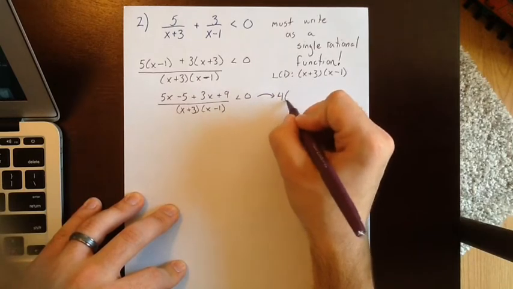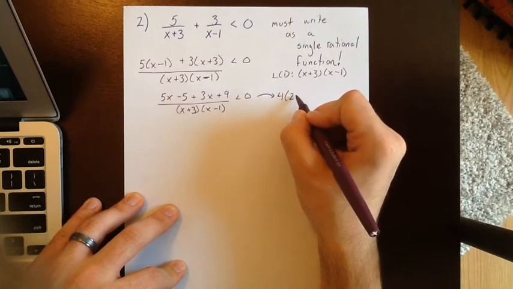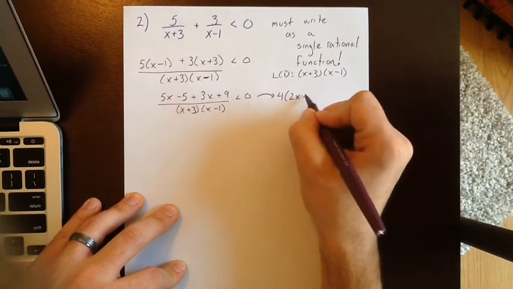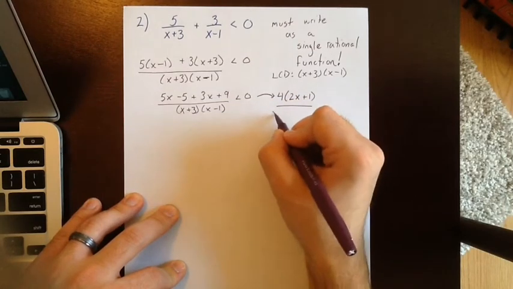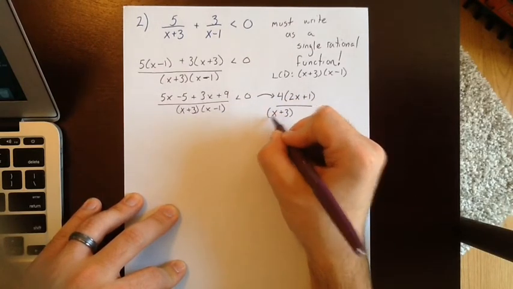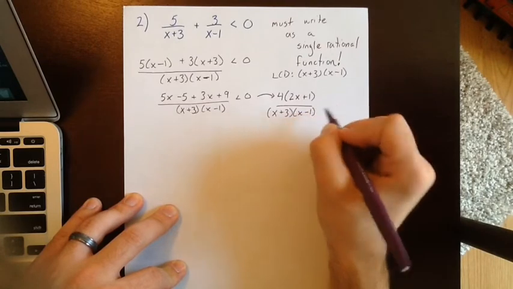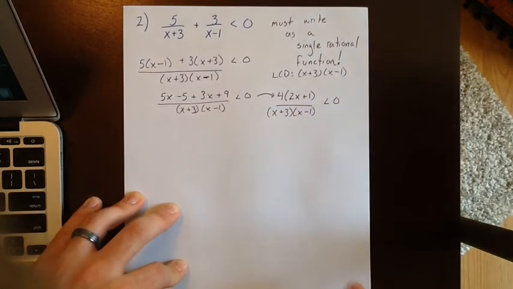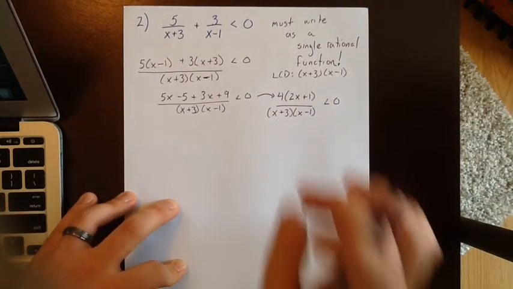I'm going to pull a 4 out because there's a common term. When I pull a 4 out, I get 2x plus 1, and I still have x plus 3, x minus 1 in the denominator. So it has been factored.